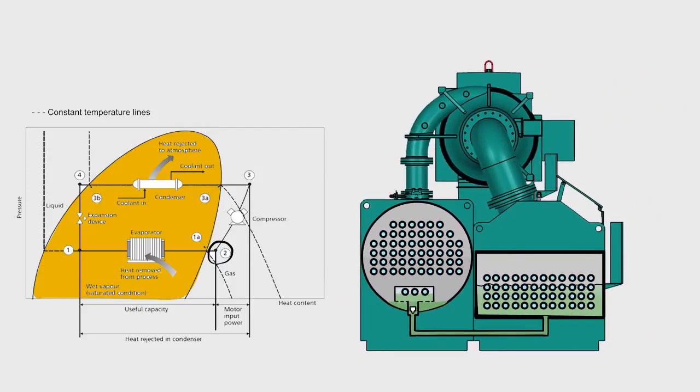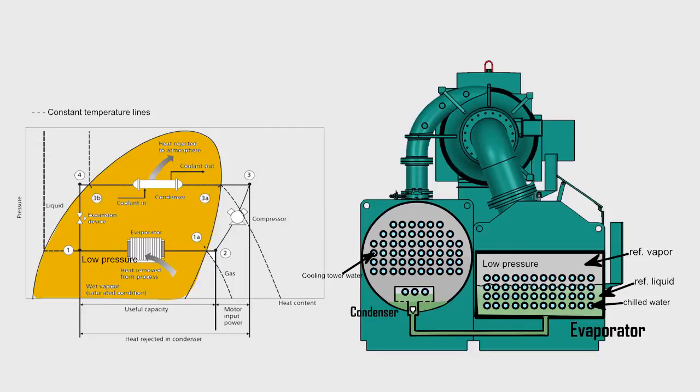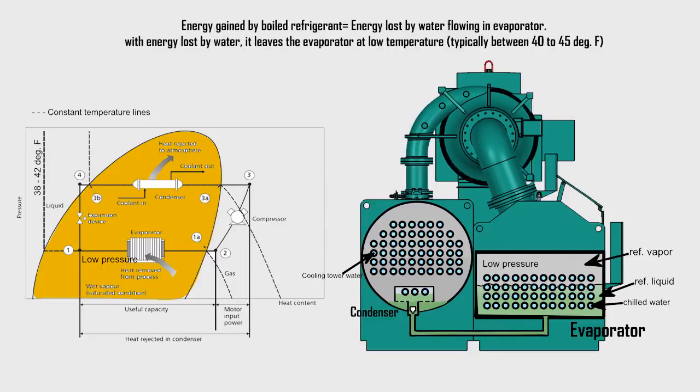Let's start from point 2. Here the compressor continuously draws refrigerant vapor from the cooler. The compressor suction reduces the pressure in the cooler. The remaining refrigerant boils at a fairly low temperature, typically between 38 to 42 degrees Fahrenheit. The energy required for boiling is obtained from the water flowing through the cooler tubes. With heat energy removed, the water becomes cold enough to use in an air conditioning circuit.